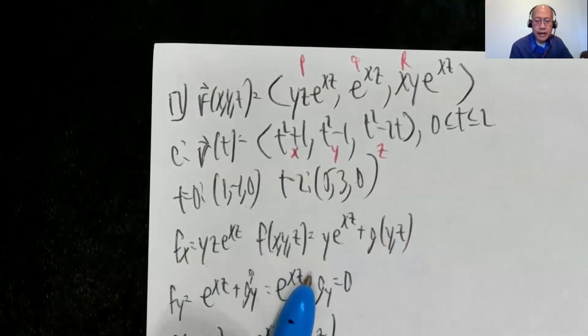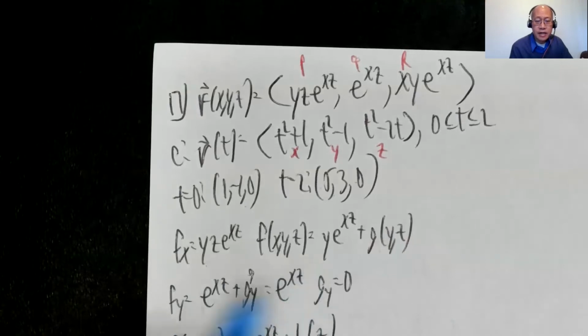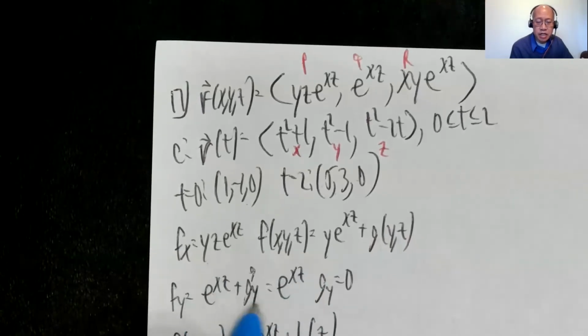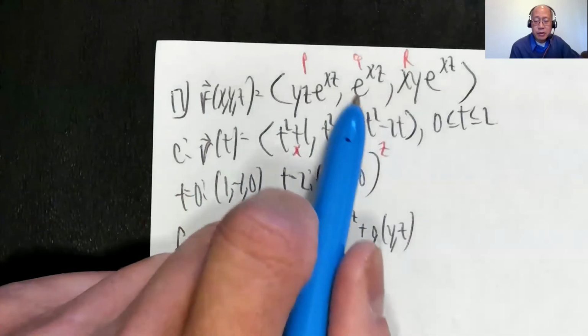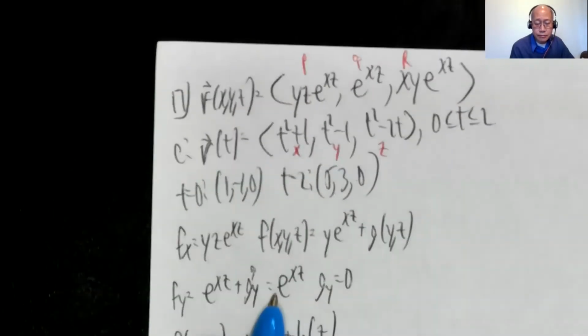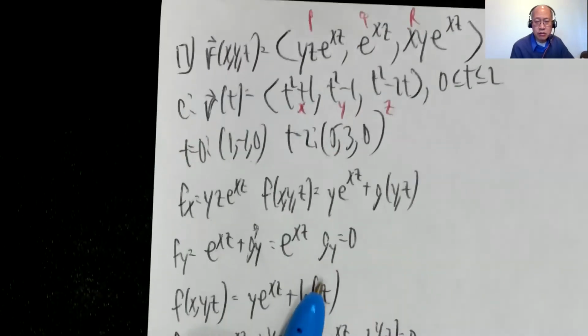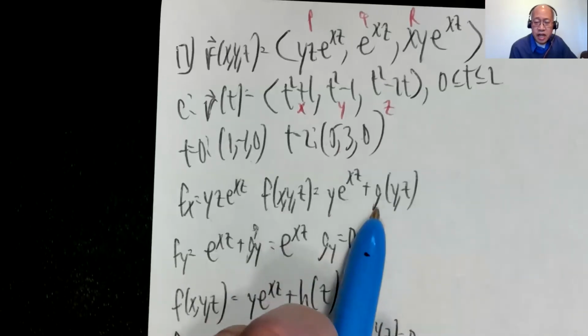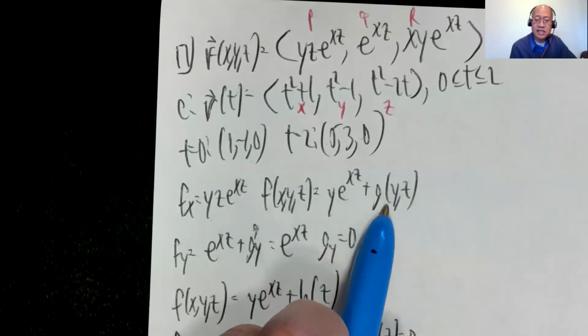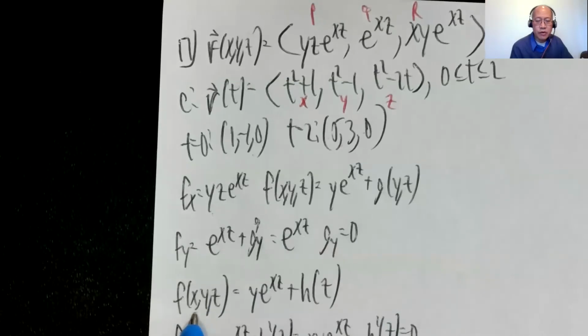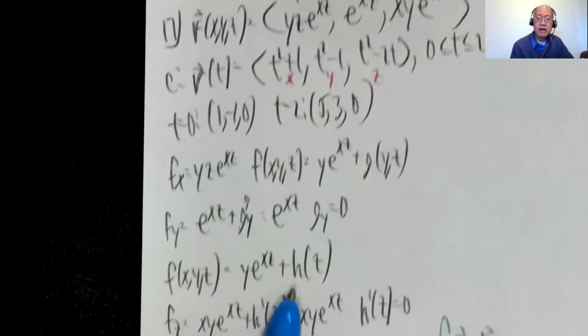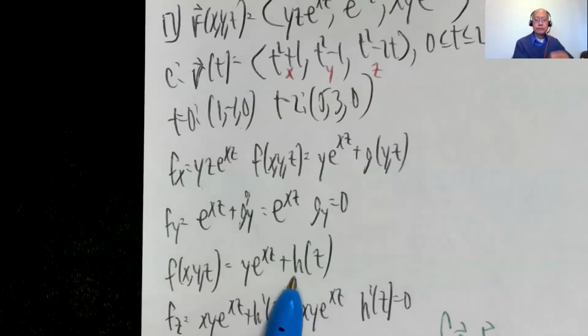Now I differentiate with respect to y, e to the xz plus g prime of y. And it's supposed to equal e to the xz. Well, that means g of y is 0. Perfect. So this doesn't have any y, but it potentially still could have a z. So now f of x, y, z is y e to the xz plus h of z.